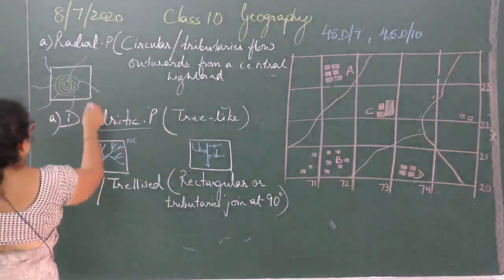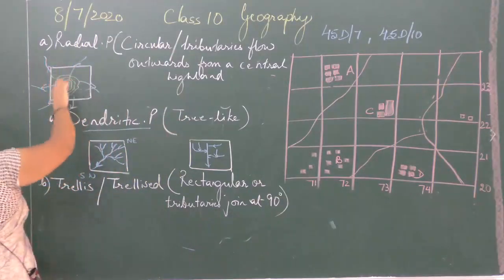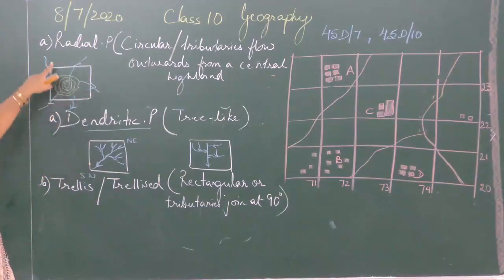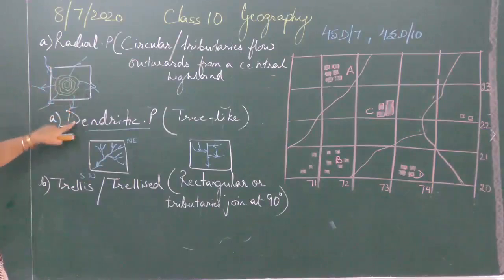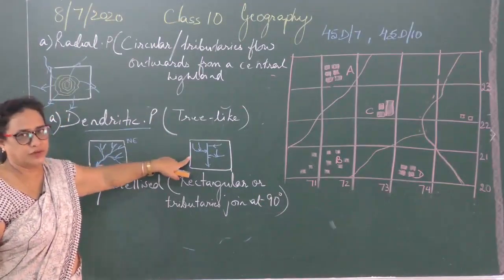The rivers are flowing outwards. All four sides of the square, they are flowing outwards in a circle-like formation. We call it radial pattern. This is the easiest to identify. Tree-like and radial are the easiest to identify. The difficult one is this. It becomes very confusing. Clear?